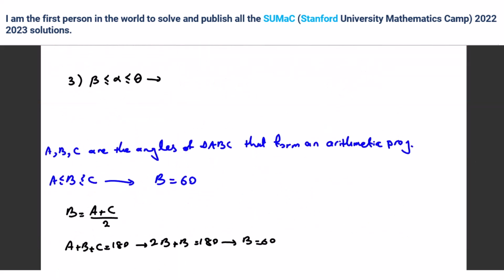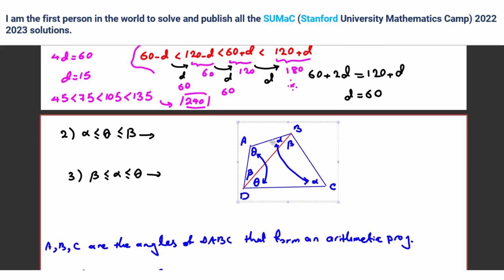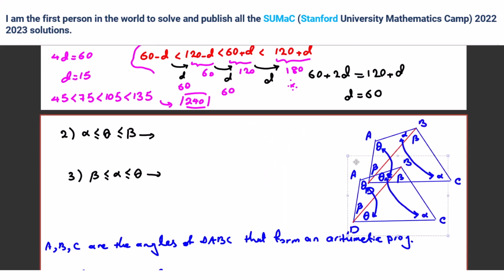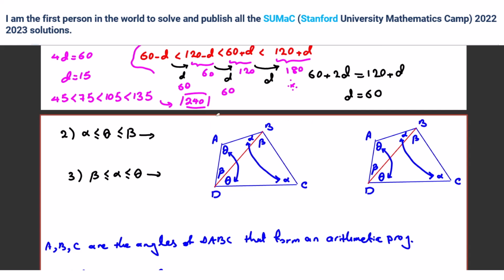Case number 2 and case number 3, right? For case number 2, let me do something first. Let me move it here to see all the angles. Now let's remove it. We know because theta is the mid angle, theta is 60, this one is 60. Alpha is the smallest one, so 60 minus d, 60 plus d, and this one is 60 minus d.